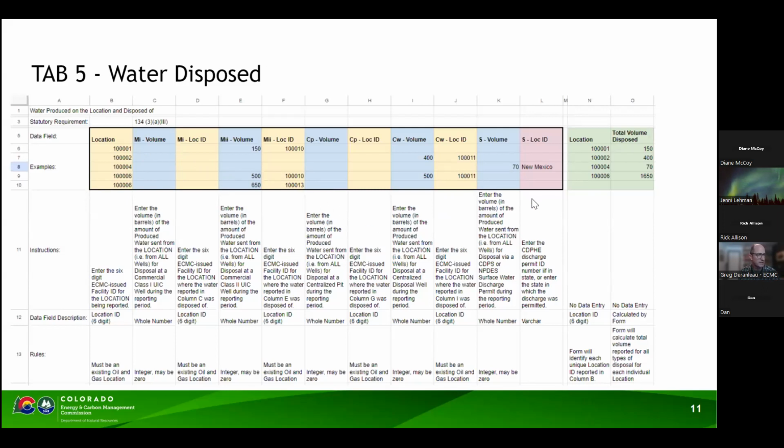Based on what we've done by location or by well, this should be fairly straightforward for location. Notice on the surface discharge, I did include the option to type in a different state if it's discharged under a permit in a different state.